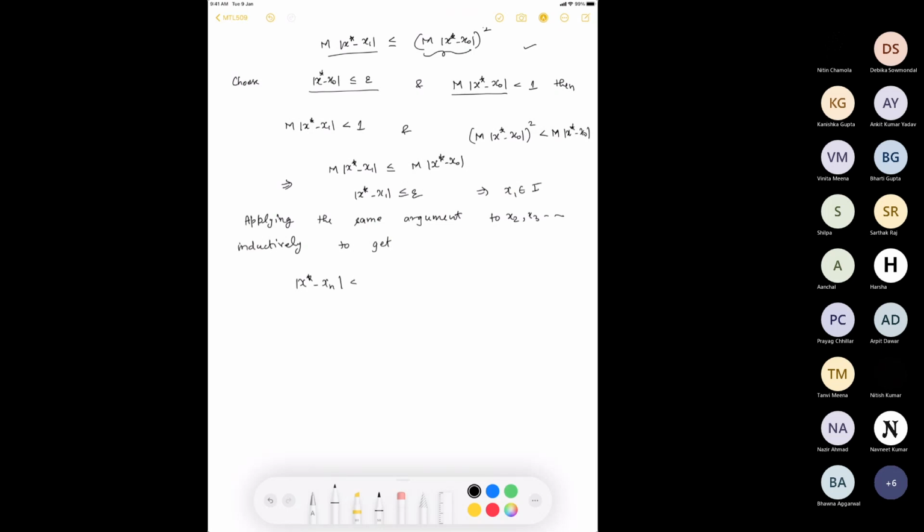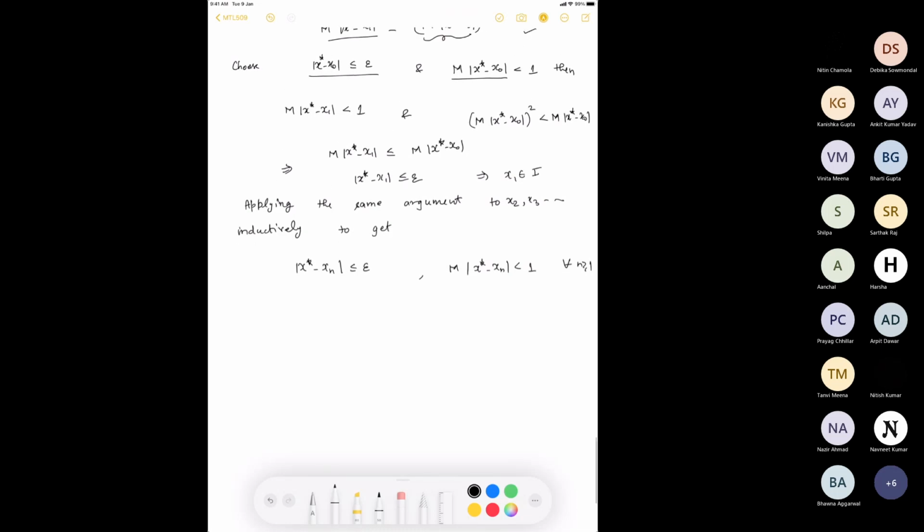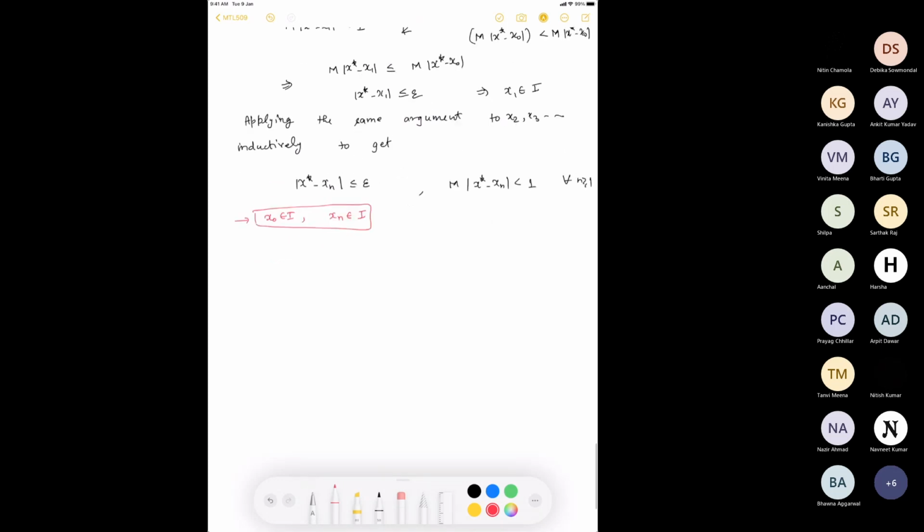that is, |x star minus xn| is going to be less than or equal to epsilon. And the second information I'm going to get is that m times |x star minus xn| is going to be strictly less than 1 for all n. Okay, so one conclusion we have from here is that we started with x naught in I, and the complete sequence xn is also going to belong to I. Okay, so this is one conclusion. But what we are interested in is the convergence part, whether the sequence xn converges to x star or not.